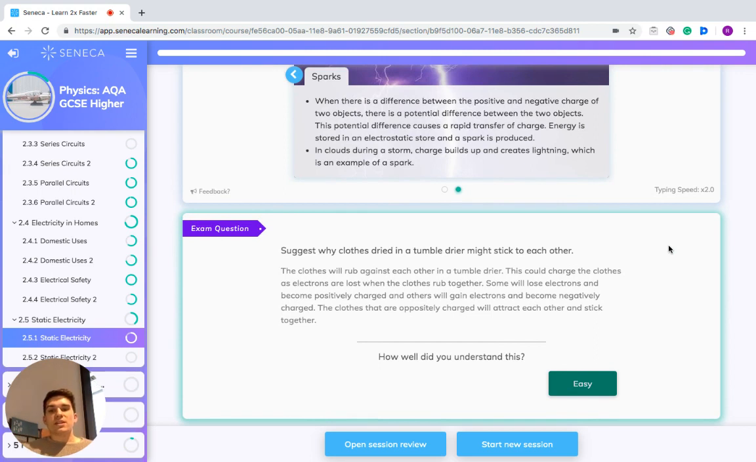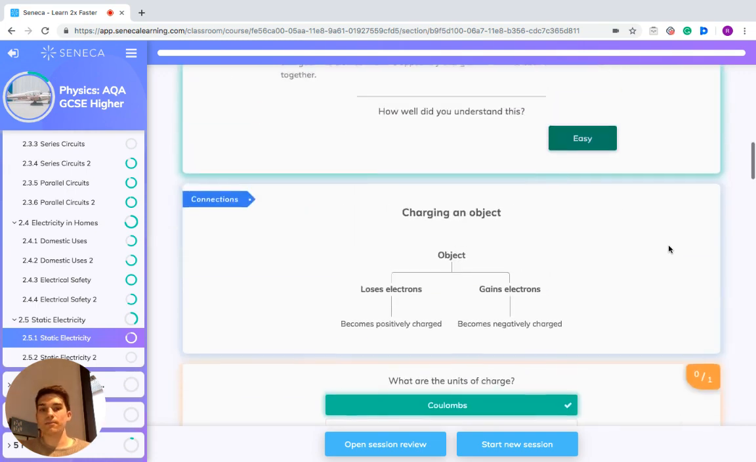So I want you to have a think about something. You've got a tumble dryer going. If you don't have one, just where the clothes go round and dry off. Why do you think that clothes dried in a tumble dryer stick together? Well, I'm going to tell you. So the clothes basically rub against each other in the tumble dryer, and this could charge the clothes because electrons are basically knocked off as the clothes rub together. And then some will lose electrons and become positively charged, and others will gain electrons and become negatively charged. Now, the clothes then that are oppositely charged will attract each other and stick together.